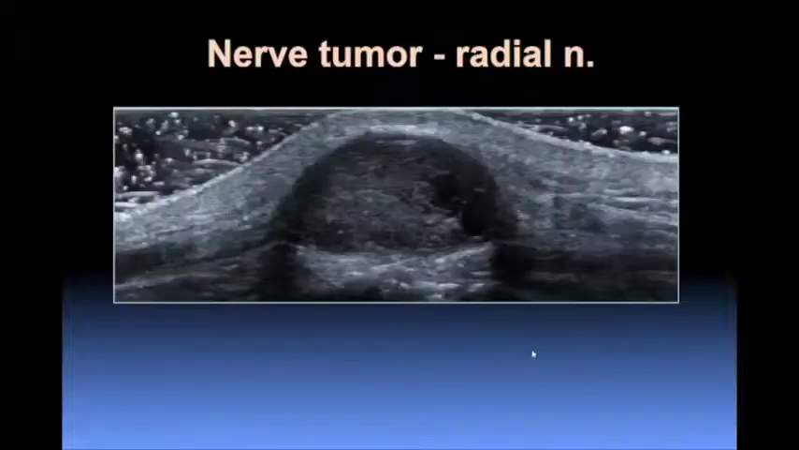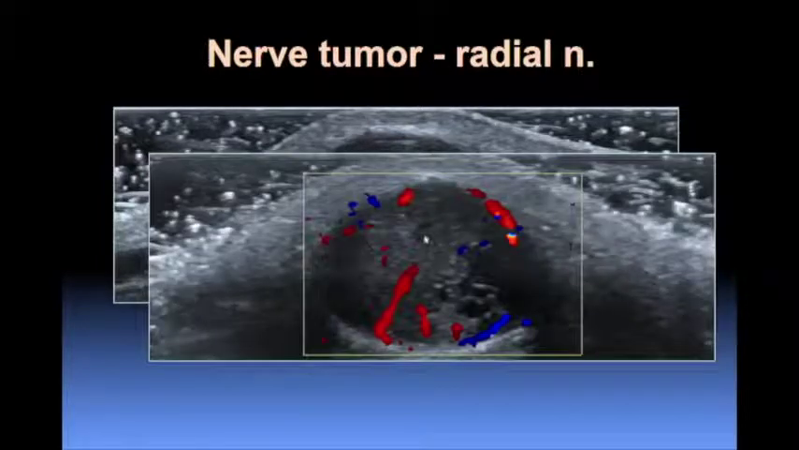So here's an example recently of a nerve tumor, the radial nerve. This patient hasn't had surgery yet, but it's difficult to get both the entering, exiting nerve in the same plane, but we could see both, and this just shows the entering nerve here. And this too has some vascularity to it.